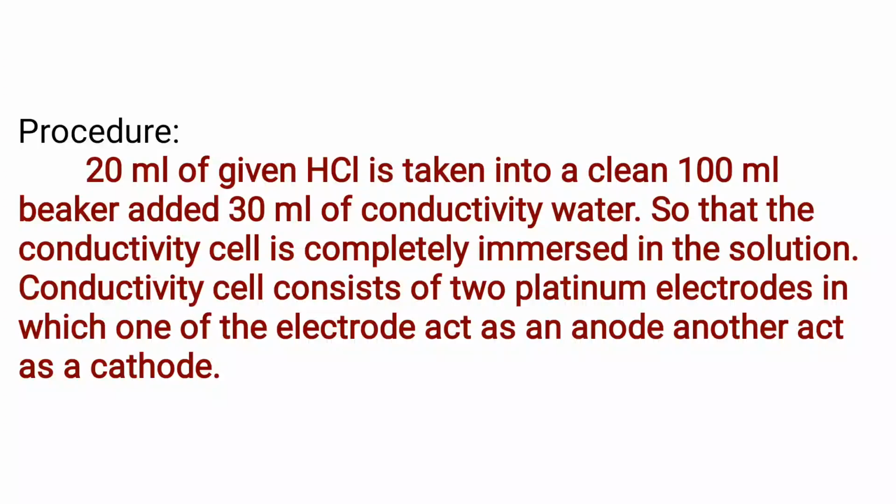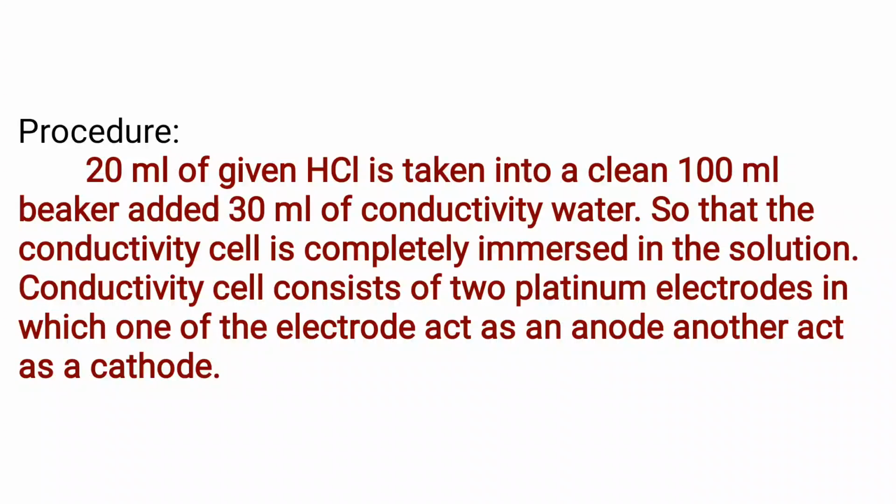Now we go to the procedure. The given hydrochloric acid is transferred into a 100 ml standard flask and made up to the mark using distilled water. 20 ml of this solution is pipetted out into a clean 100 ml beaker, and 30 ml of conductivity water is added so that the conductivity cell is completely immersed in the solution.